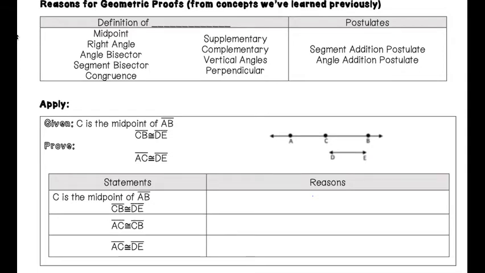We can also cite postulates. So far we've learned the segment addition postulate and the angle addition postulate. Those two postulates are statements that do not need to be proved, so we can use them in a proof. So let's try one of these out.